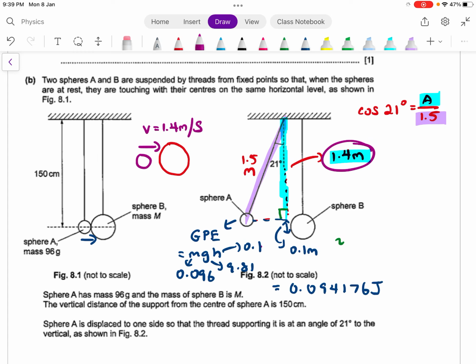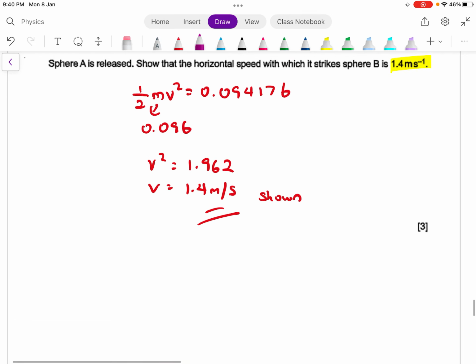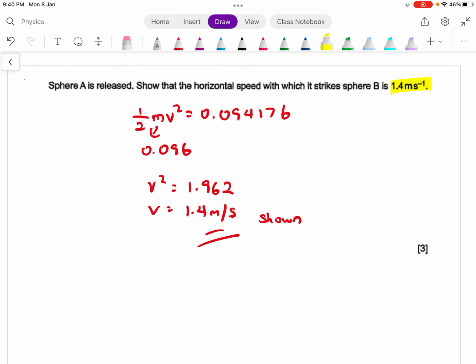Then I release it. Before it hits sphere B, all the GPE will be converted to kinetic energy. So I simply use the idea that the loss of GPE equals the gain in kinetic energy. Let's do the calculation. Half mv squared equals this, then you just need to manipulate. You should get 1.4 metres per second. So that is how we do this part.